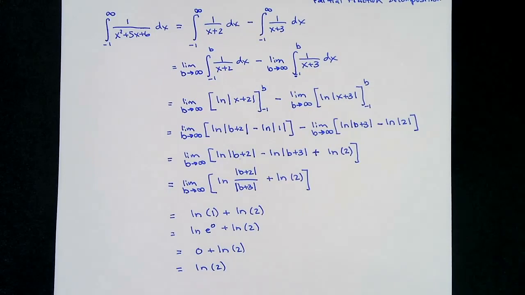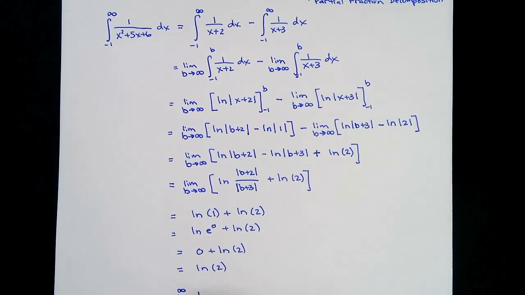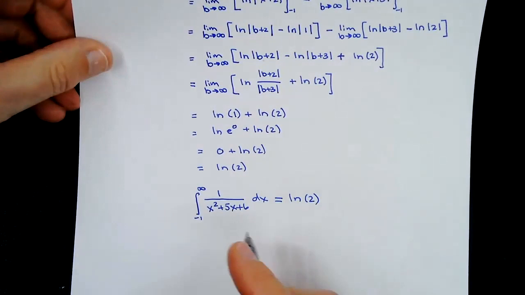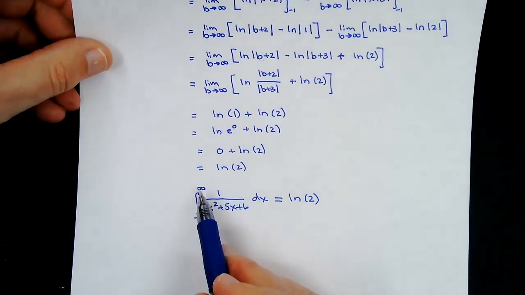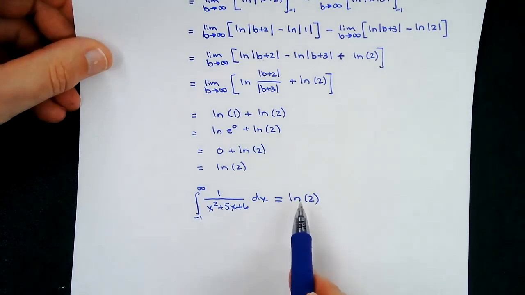Okay, so that means this converges. That's our answer to this. So that means this integral from -1 to infinity of 1 over x squared plus 5x plus 6 dx is equivalent to ln of 2. Let me slide it up, sorry. So again, like I said, the integral from -1 to infinity of 1 over x squared plus 5x plus 6 dx is equivalent to ln of 2.